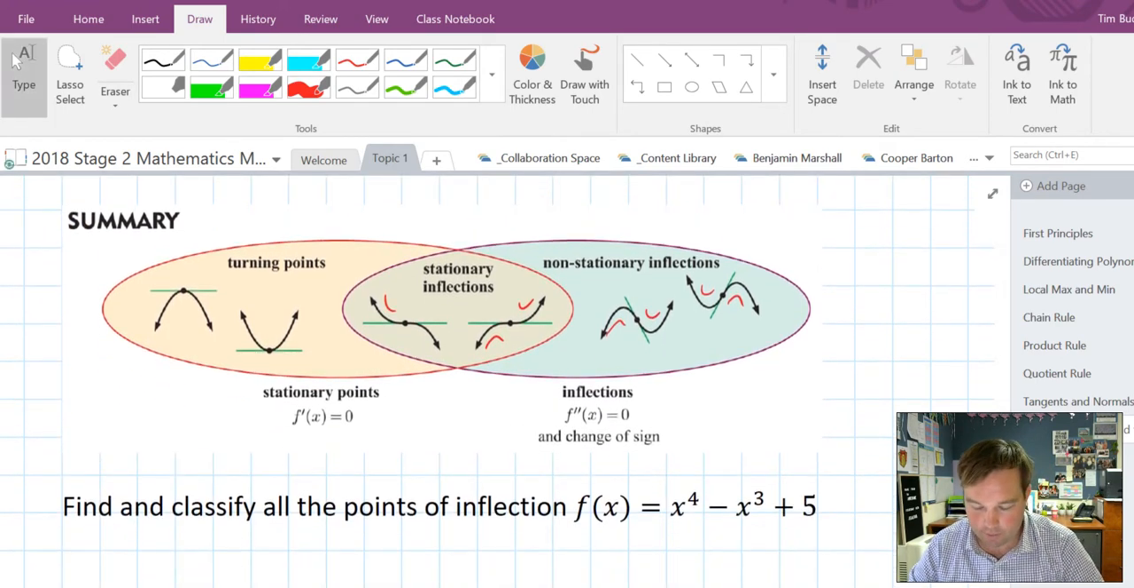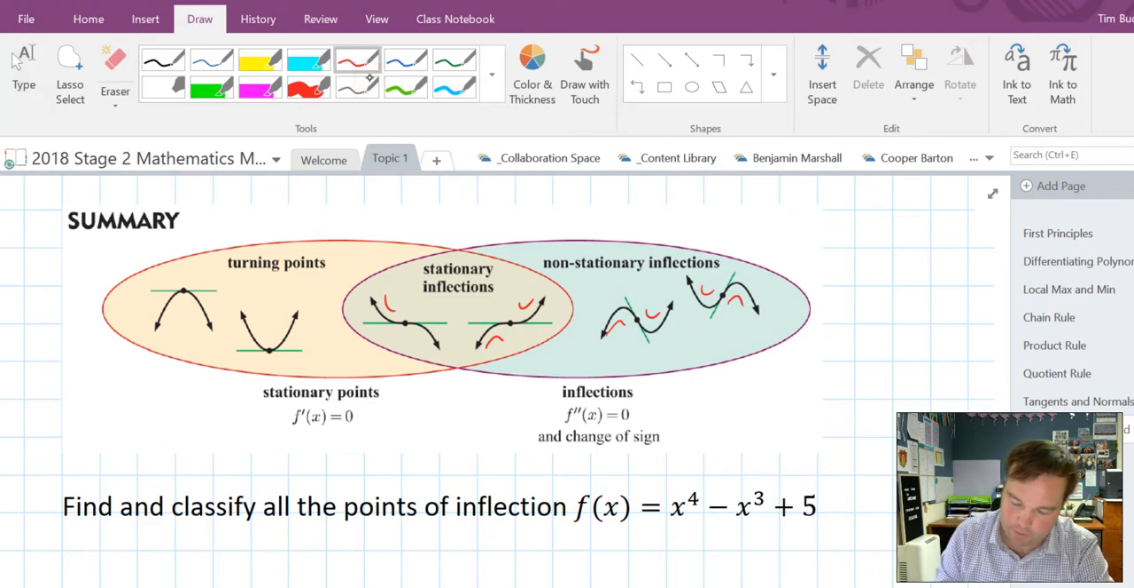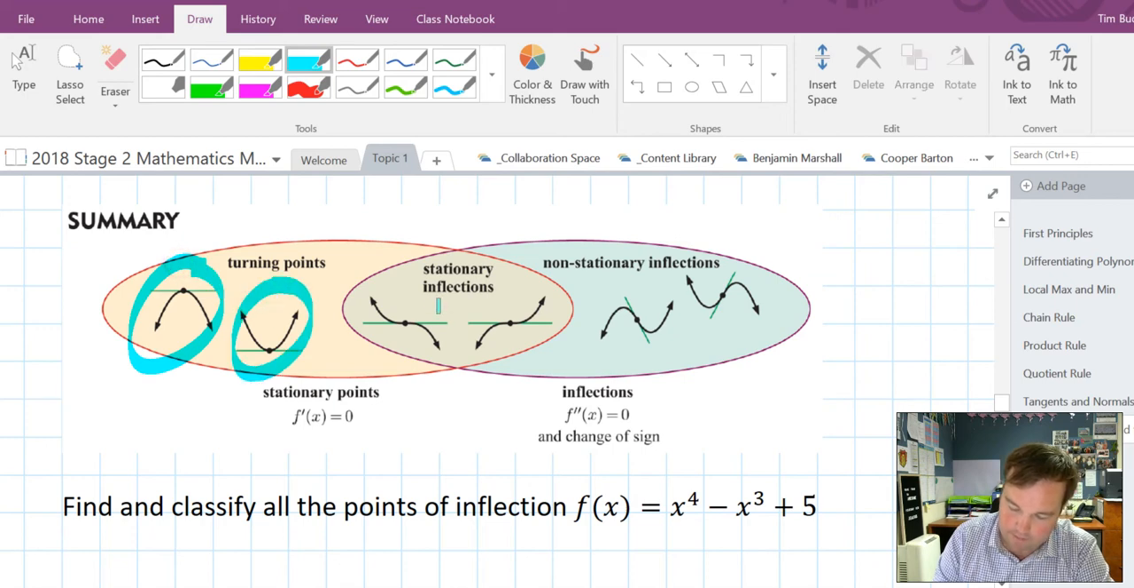So I guess in summary here, when the first derivative is equal to 0, 4 things could be happening. Either it's going to be a max, a min, or a stationary inflection point. Note that there is no sign change on these stationary inflection points. They're either negative, negative, or positive, positive.